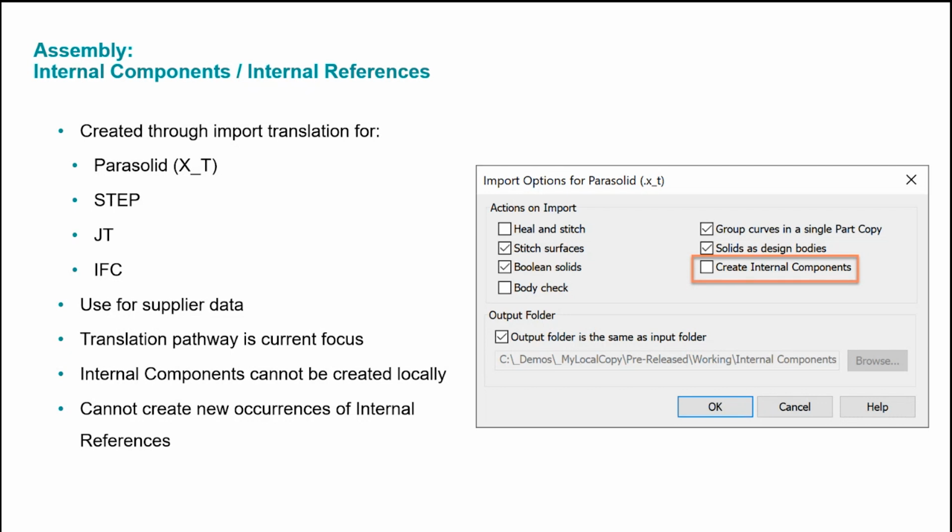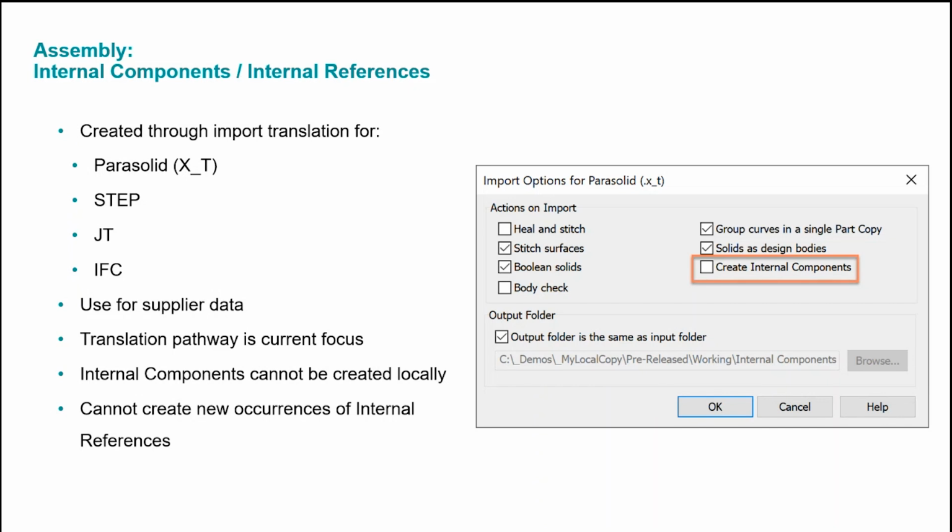So in simple words, a lot of times the suppliers that you're working with share some data with you. Most of the time, this data is in the form of either a Parasolid, a JT, a STEP file, or even an IFC file. We can actually open these files as internal components without going through the time-consuming process of translating and converting those files into Solid Edge.